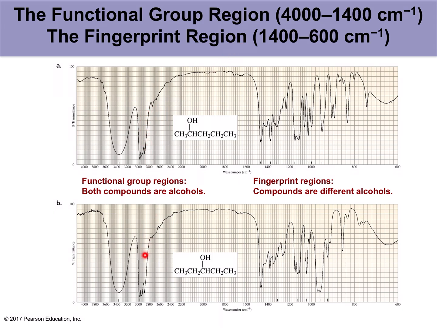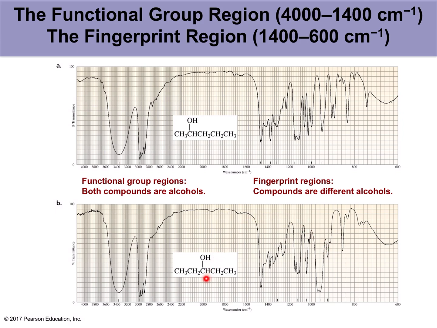The molecules may have similar functional groups, but if you look at the fingerprint region for the 2 pentanol and 3 pentanol, are they identical? These two, are they identical? No, right? So this spectrum does not have this bigger peak right there. They are not identical. That means this would only be identical to another 2 pentanol. This would only be identical to another 3 pentanol.